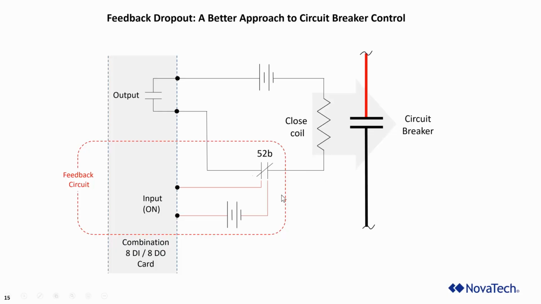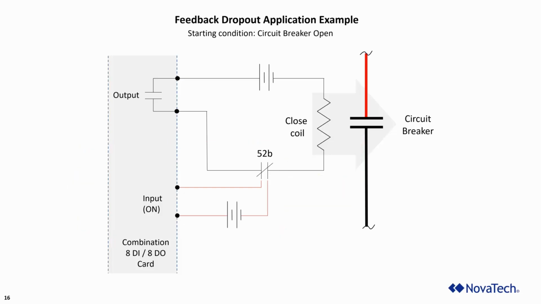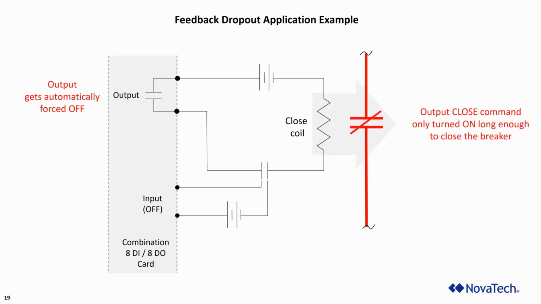And with that, notice there's a 52B contact. That's mechanically connected to the breaker. That contact will be wired into one of the input statuses on the Orion I/O, on that 8 discrete input, 8 discrete output card. Starting condition: our output is open, input is on, our circuit breaker is also open. Then when the output contact on the Orion I/O is closed, after a certain amount of time, that circuit breaker will close as well.